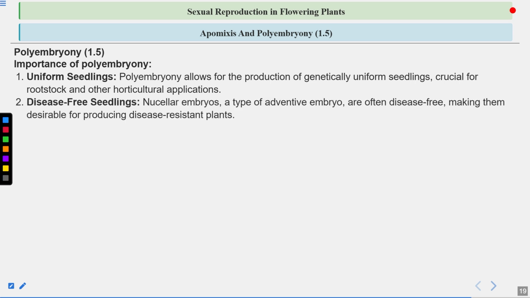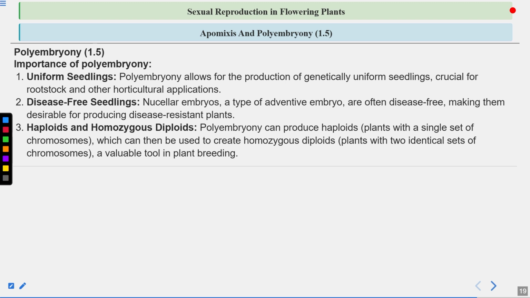Disease-free seedling. Nucellar embryos, a type of adventive embryony, are often disease-free, making them desirable for producing disease-resistant plants. This is again one of the benefits of polyembryony. Nucellar embryos form from the same diploid cells, so there will be less chance of getting any type of disease infection.